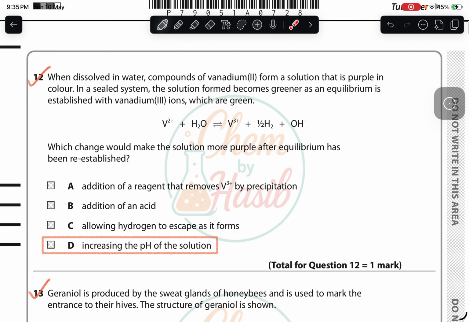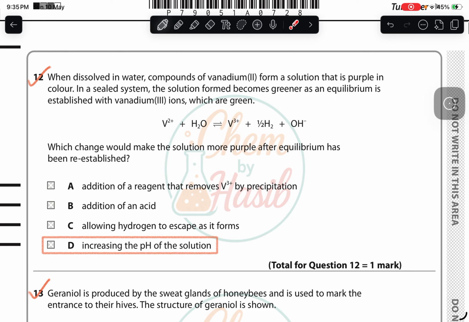A solution would be made more purple. Which one is purple here? Vanadium 2. Oh, vanadium 2 is purple. So the solution would look more purple if the position of equilibrium shifts from right to the left. If it shifts from right to the left, V2 plus will look more purple.